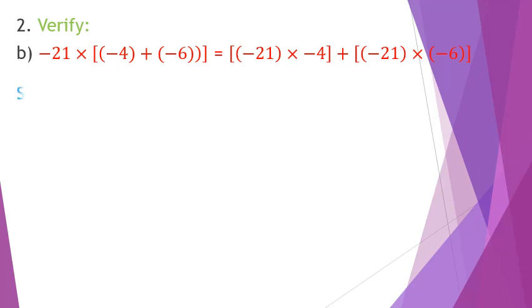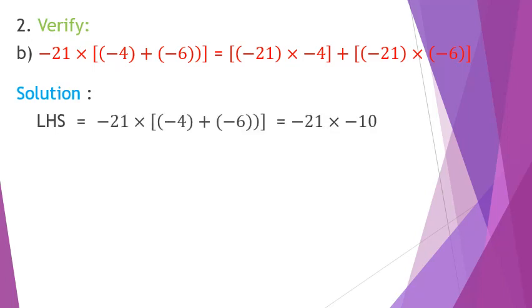So, LHS equal to -21 into (-4 plus -6), which equals -21 into -10. Negative into negative is positive. 21 into 10, 210 is the answer.